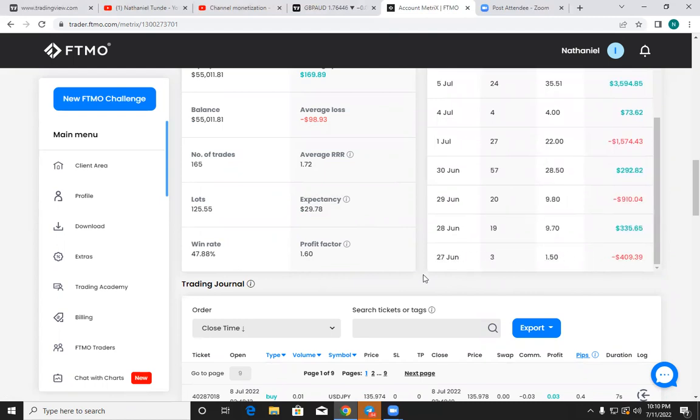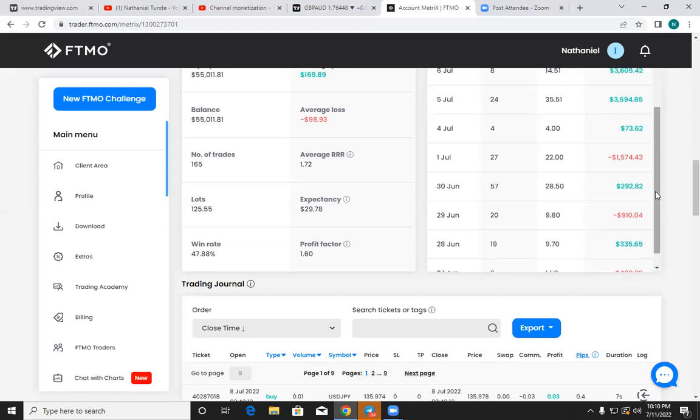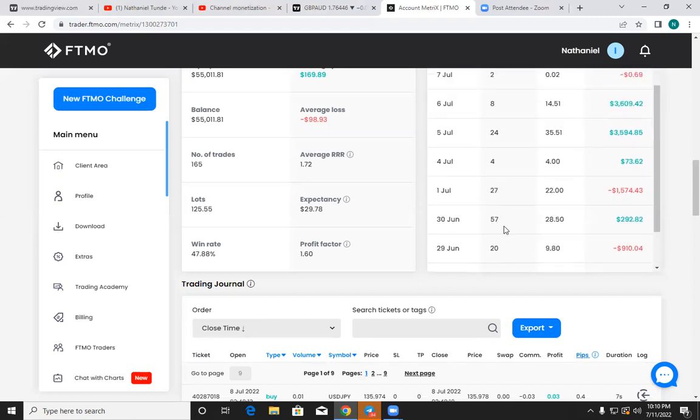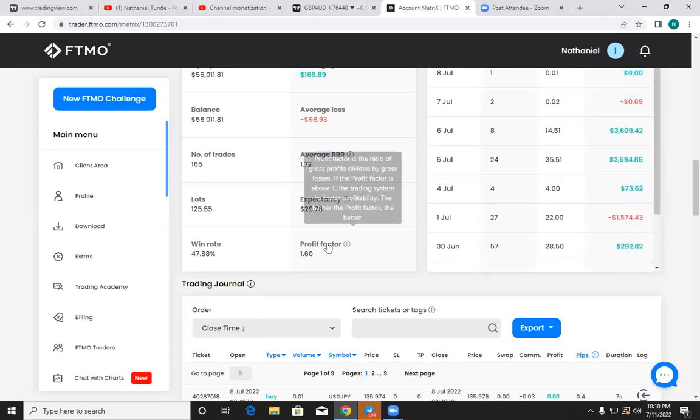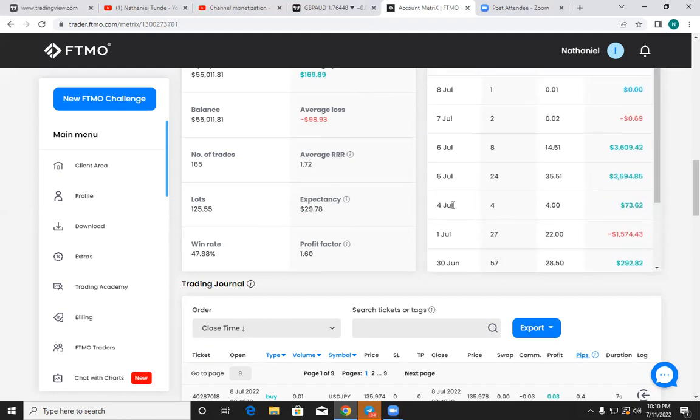The first day, loss 409. On the second day, profit 335. The third day, loss 910. The fourth day, profit 292. You can see that was why this chart was going up, down, up, down, up, down. 1st of July, 1,574 big loss. 4th of July, mostly these were break-even trades.